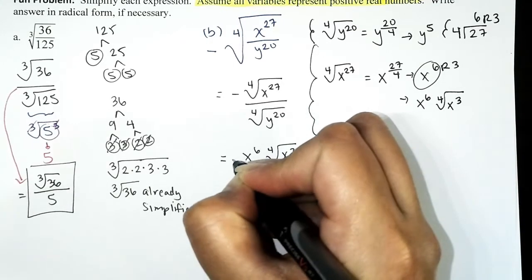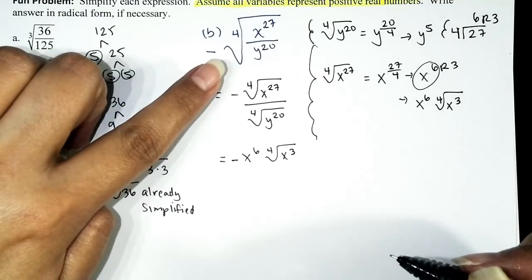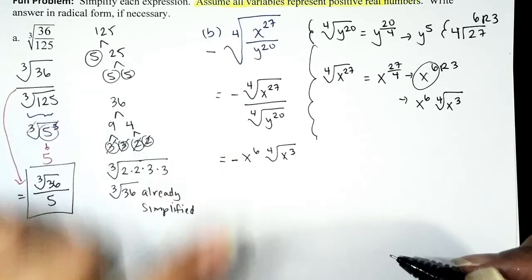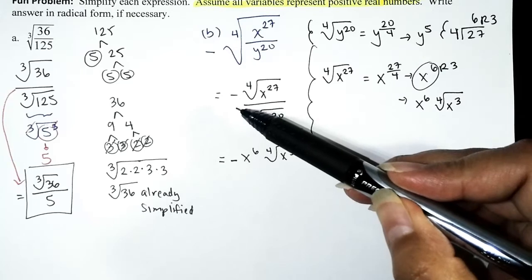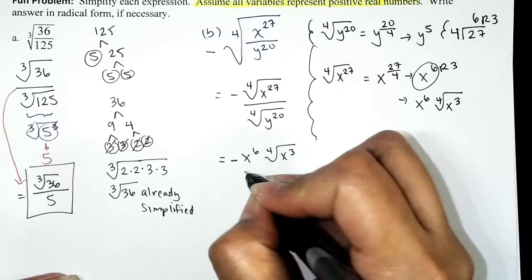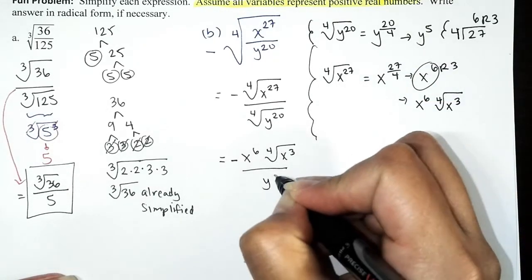Let's not forget to bring down that negative sign. So the negative sign is in front of the radical. I mean, we're going to have a negative fraction. It doesn't matter where you place the negative, top, bottom, or in the middle by the fraction bar. Just put it anywhere. Okay. The denominator, thanks to our hard work, simplified to y to the 5th.